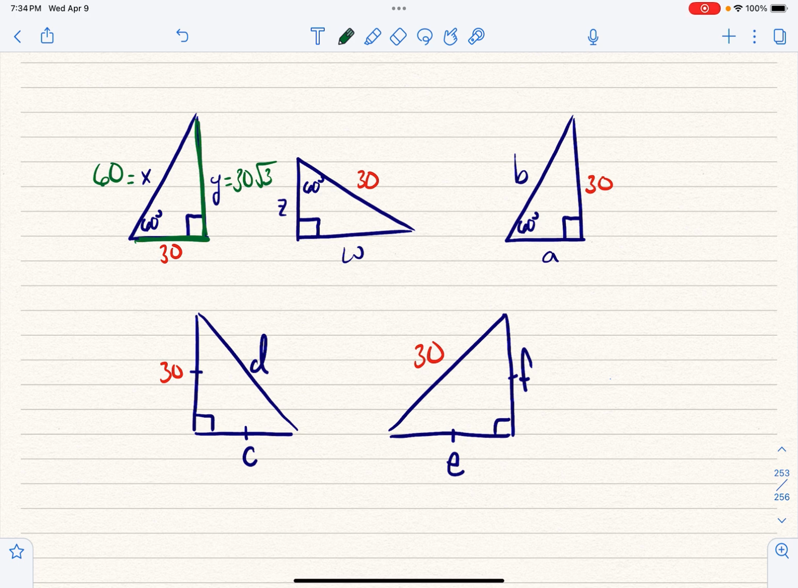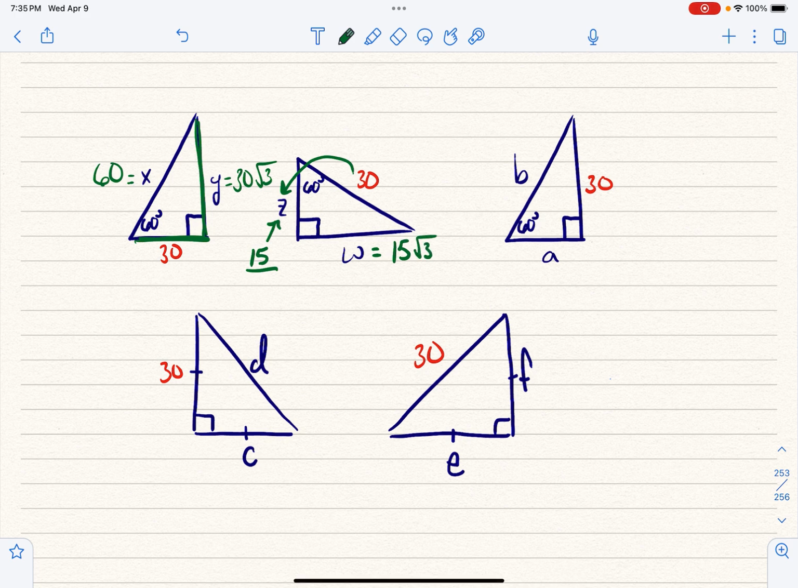All right? When we go to the next one, we're given the hypotenuse. If we're given the hypotenuse, we know that the short side is always exactly half the hypotenuse. So Z would have to be 15. Again, now W is the long leg, so that's always the short leg times the square root of 3. So it'd be 15 times the square root of 3.